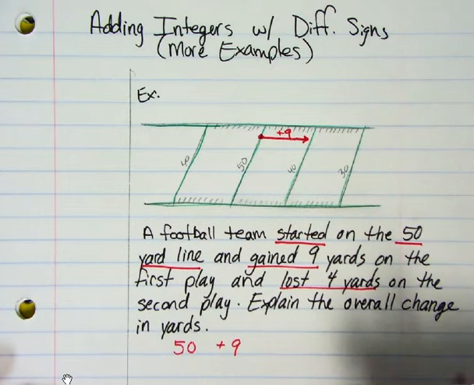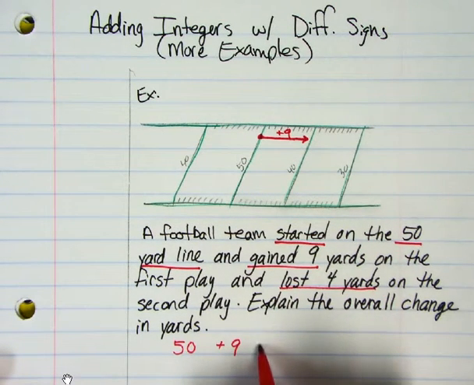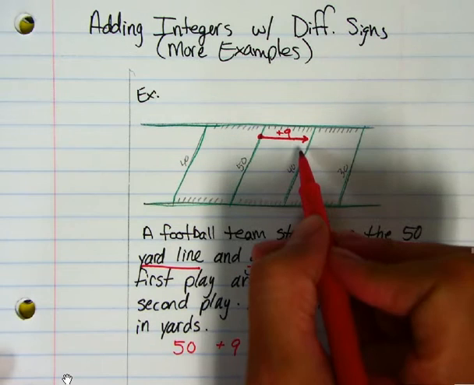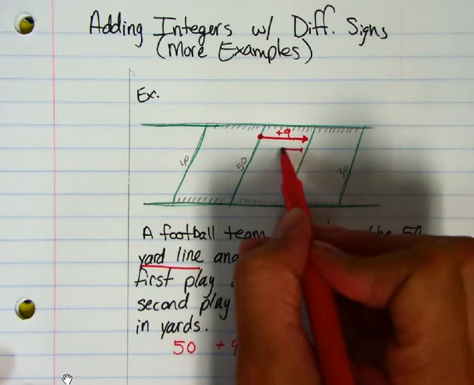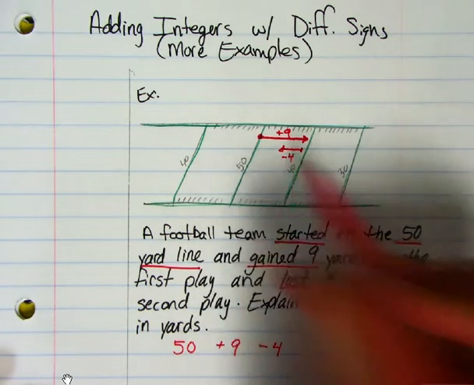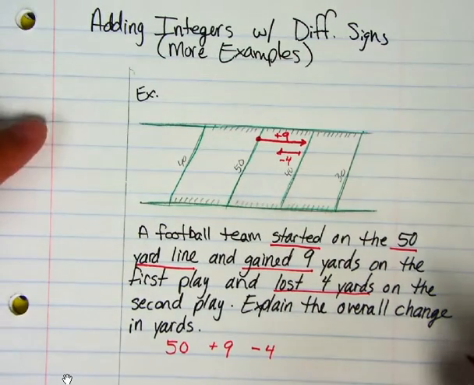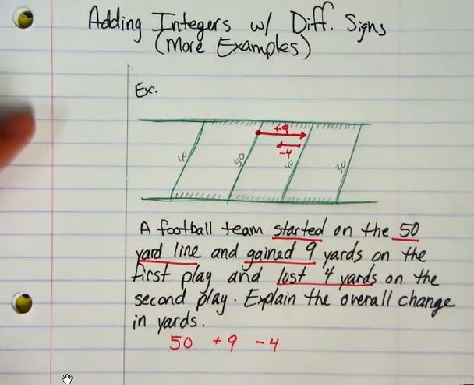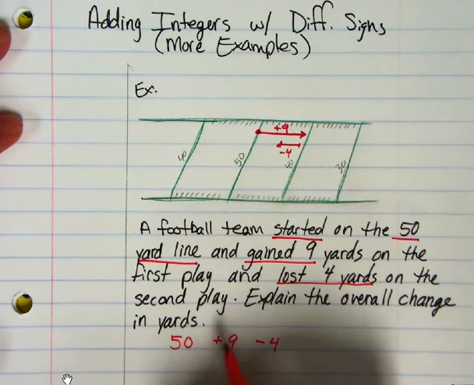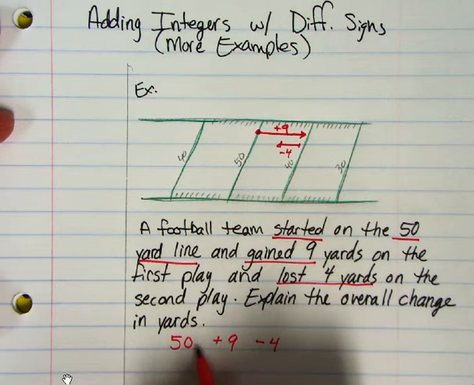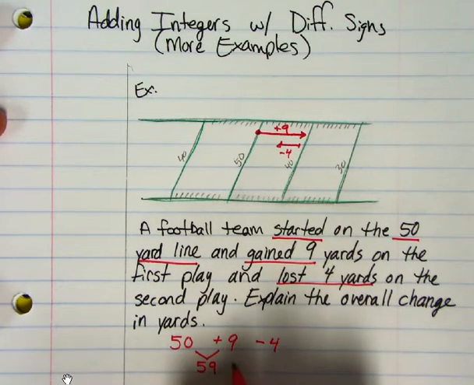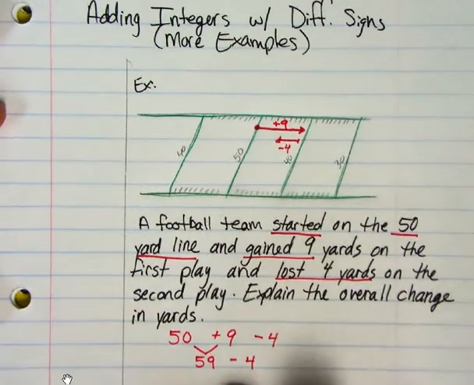Well, what does it mean to lose? Well, to lose is to subtract. And so they went from here and they went back 4 yards. Question is, where are they at now and how much did they gain overall? Well, let's use our integer rules here. Let's see. 50 plus 9, they're both positive. So I'm going to add those together first and keep the sign. That's positive 59.